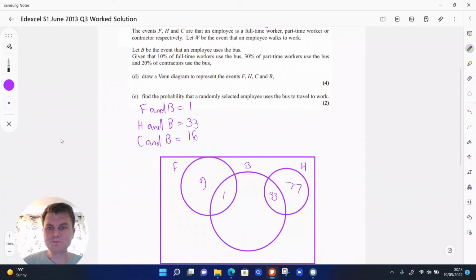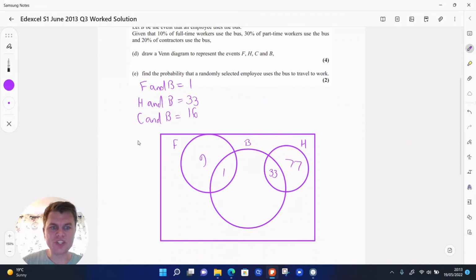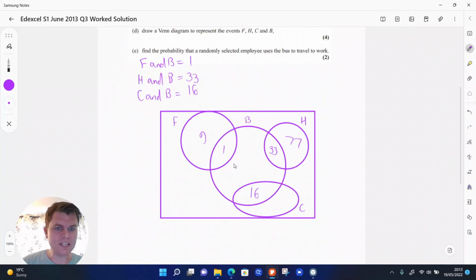Okay, final thing is to do C and B. So we need another set down here, like that. Let's label that one with C. Okay, well, we know C and B is 16. Total for C should be 80, so we do 80, take away 16. That is 64.